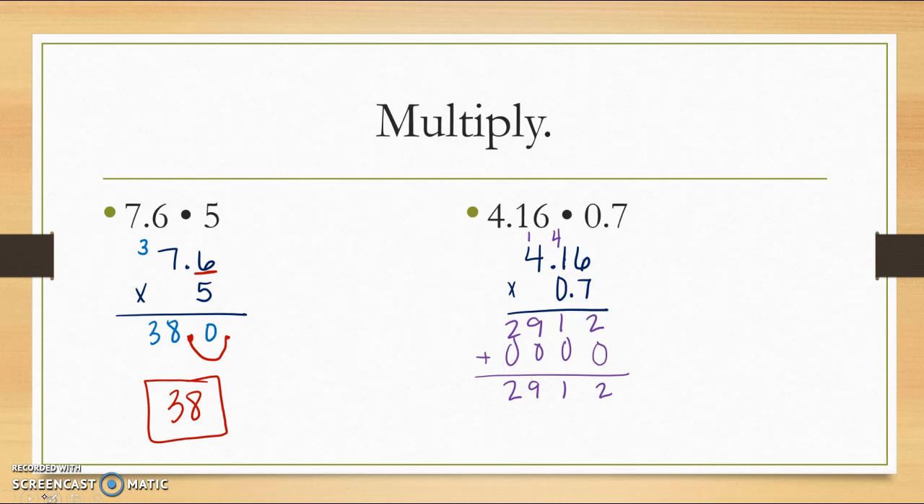Now, again, we have to decide where to put our decimals. We need to look at our original problem. My first number has 2 numbers that are behind the decimal. My second number has 1. So that's a total of 3. So we have to move our decimal place 3 times to the left. Once, twice, 3 times. So we get 2 and 912 thousandths as our final answer.